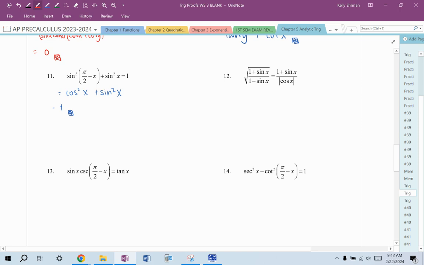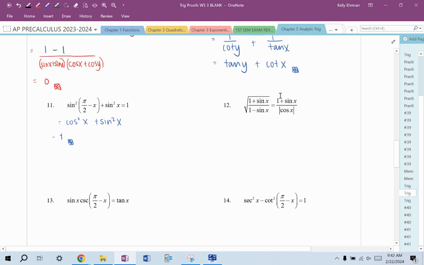All right, so for number 12, we are looking at kind of a weird one. There's this big square root, and what's this absolute value sign doing? So let's start on the square root side.